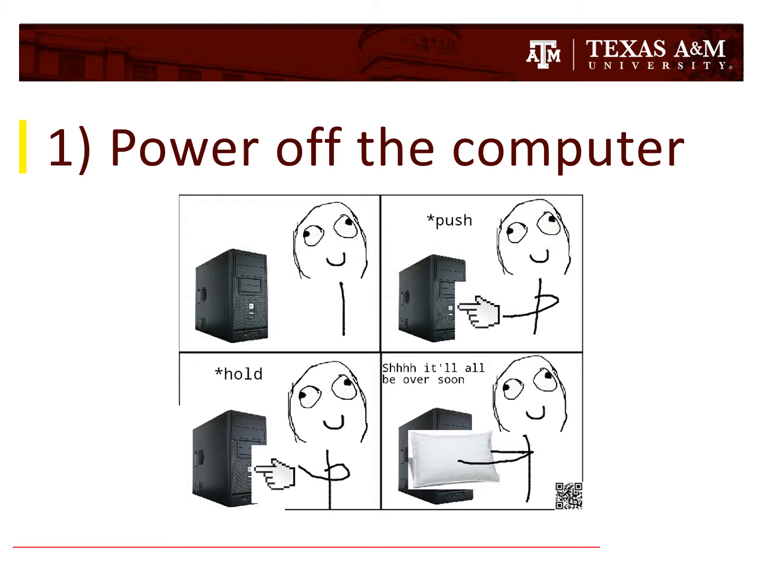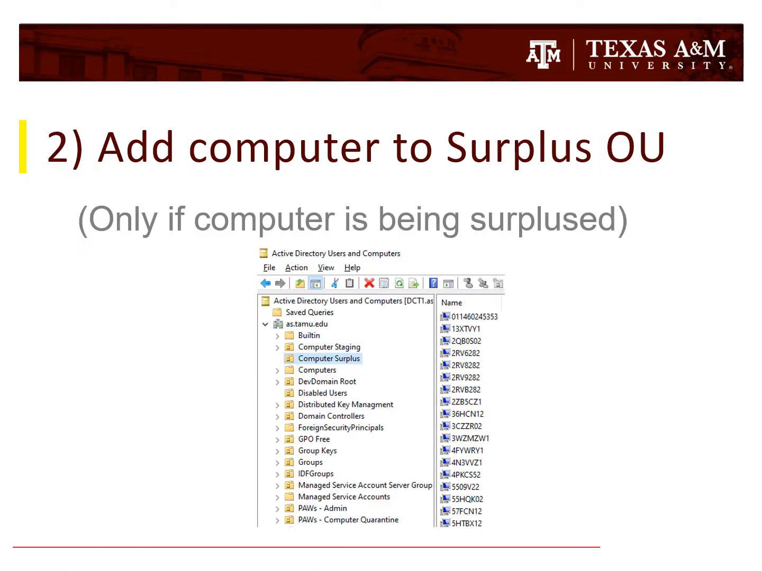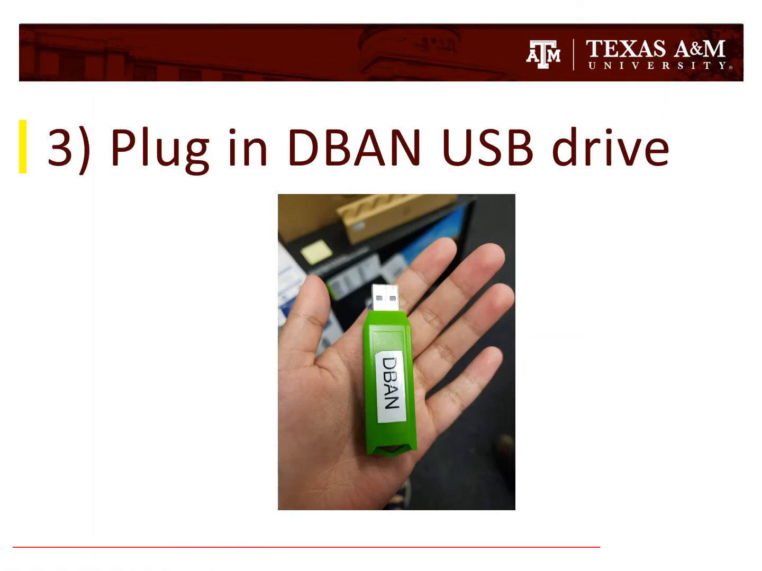To begin the DBAN process, turn off the computer. Next, if the computer is going to be surplused, which it usually is, go into Active Directory and move it to the Computer Surplus OU. Next, plug in any DBAN USB drive that's in the office into the computer. These will be clearly labeled.